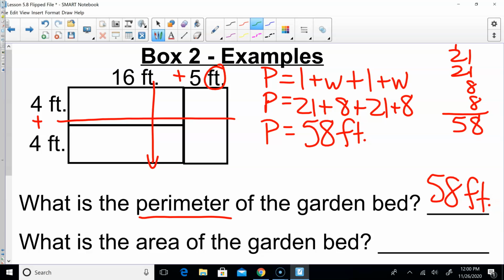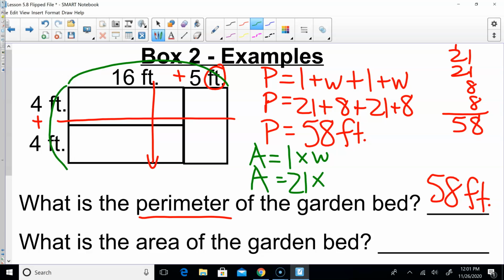What is the area of the garden bed? Well, we know that area's formula equals length times width. We know that the area, the length is 21. We learned from our top, adding 16 plus 5. This whole thing would count as the length times the width. So the 4-foot bed and the 4-foot bed would be the 8. So our area would equal 21 times 8, which is 8 times 1 is 8, 8 times 2 is 16.